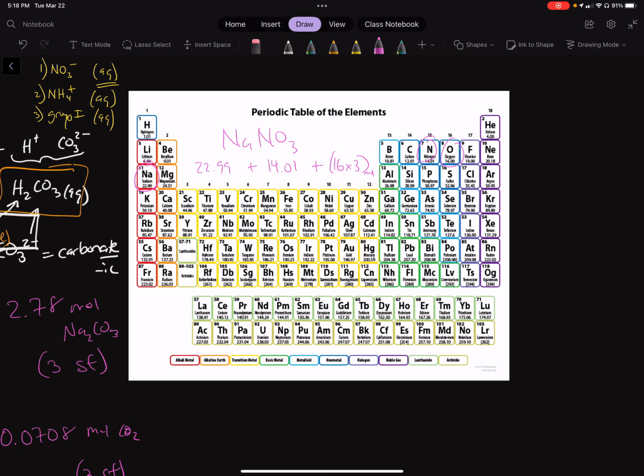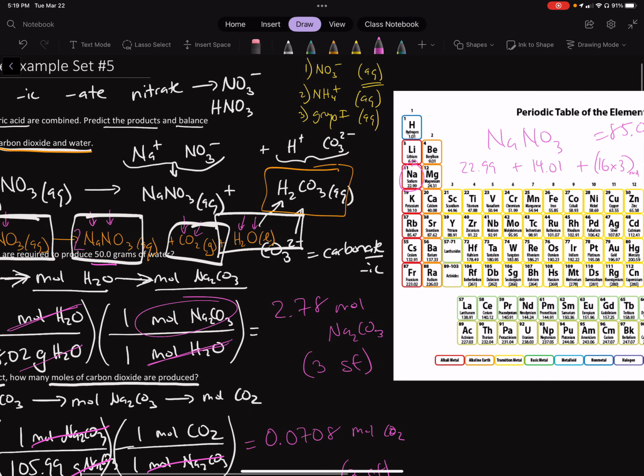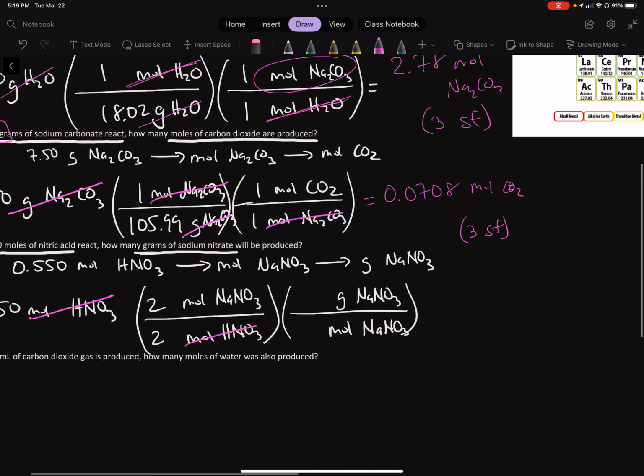I'm just going to calculate that really quick. So you should get about 85 grams per mole. I'll say 85.0 because I do get exactly 85.0 grams per mole. Okay, so that's what we're going to use. Go over here. So 85.0 grams per mole.